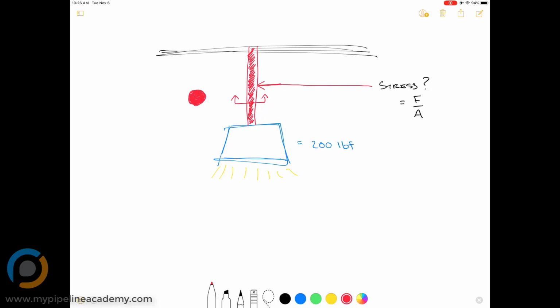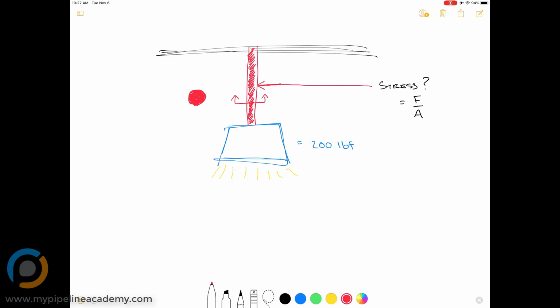So how do we calculate the stress in this rod? We have the equation, right? Stress equals force over area. Do we know what the force is? 200 pounds. Right. And do we know what the area is? The area of what? Of the circle, the cross-sectional area of our rod. That's what we're trying to find out. Yeah, that's something we need to calculate, right?